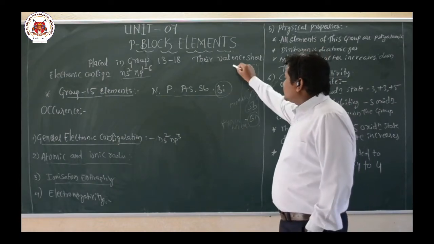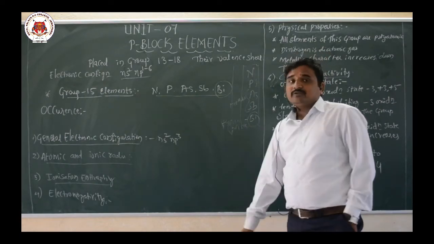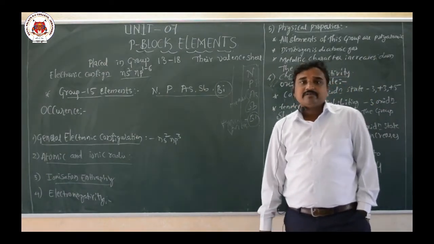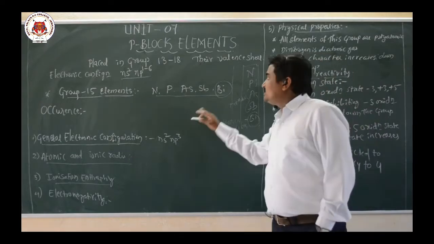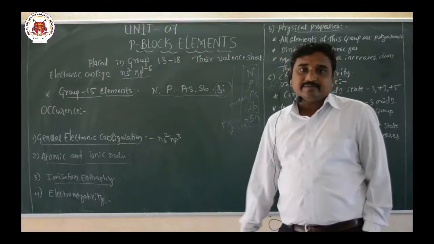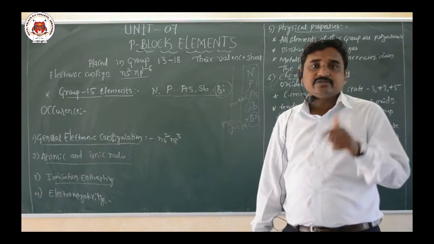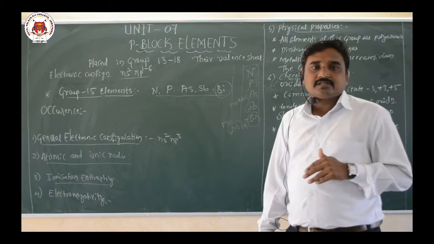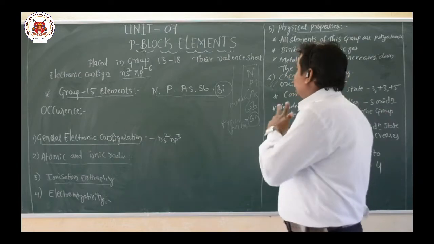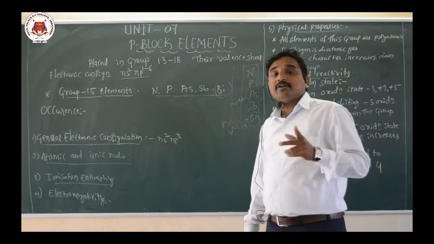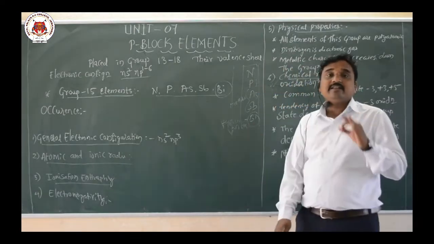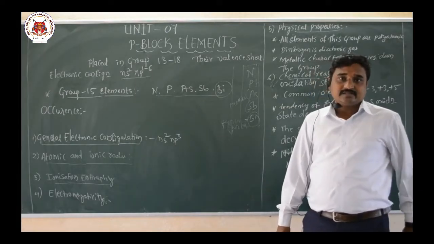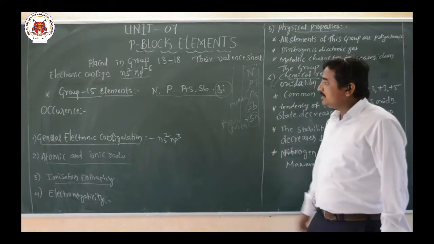By observing this we come to know that down the group the metallic character increases. So this is an introduction to group number 15 elements: nitrogen, phosphorus, arsenic, antimony and bismuth. Nitrogen and phosphorus are non-metals, arsenic and antimony are metalloids, and bismuth is a typical metal. That means down the group the metallic character increases.